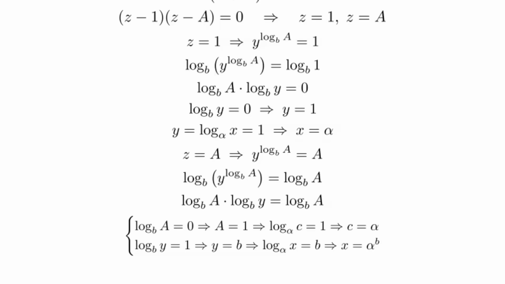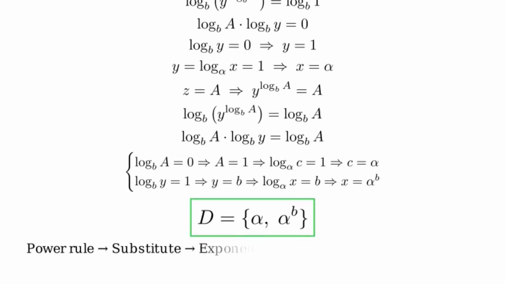Case 2. Let z equal a. Then y to the power log base b of a equals a. Take log base b of both sides. We obtain log base b of a times log base b of y equals log base b of a. Hence, either log base b of a equals 0, which implies a equals 1, and therefore c equals alpha, or log base b of y equals 1, which implies y equals b, and log base alpha of x equals b, so x equals alpha to the b.